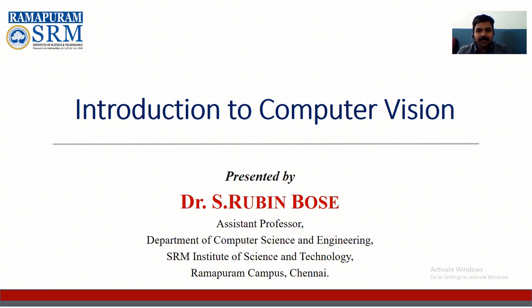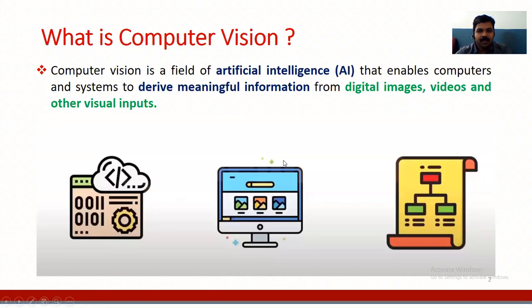So today we are going to discuss an introduction to computer vision. So first, what is computer vision? Computer vision is a field of artificial intelligence that enables computers and systems to derive meaningful information from digital images, videos, and other visual inputs.